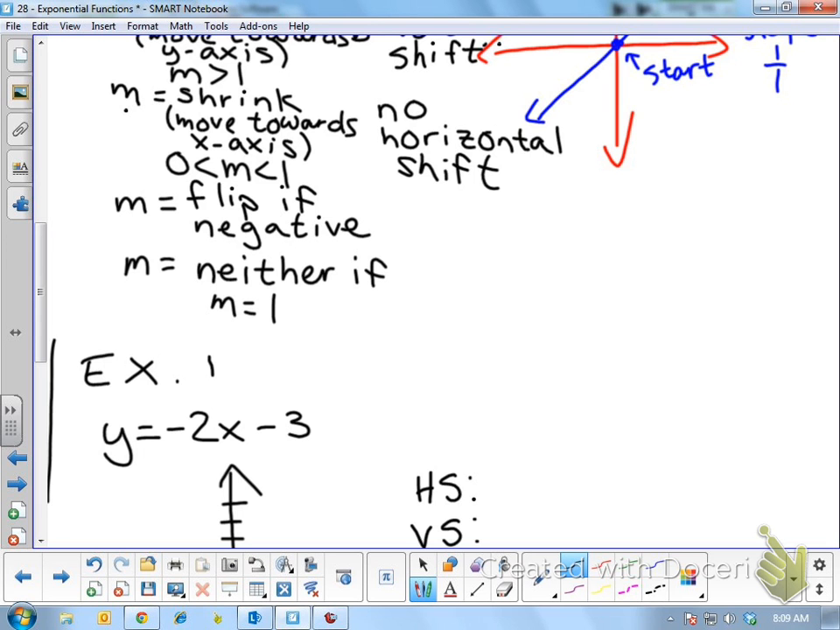So our example is y equals negative 2x minus 3.